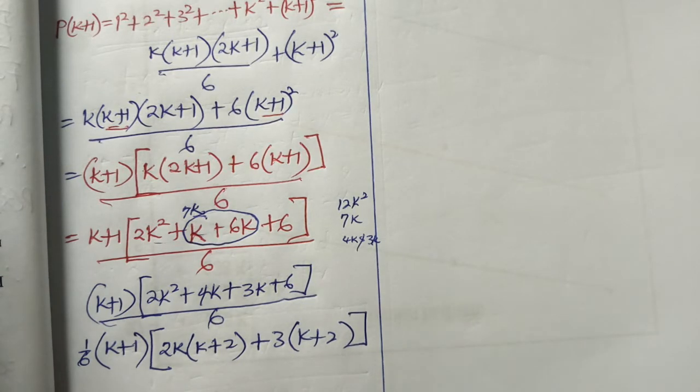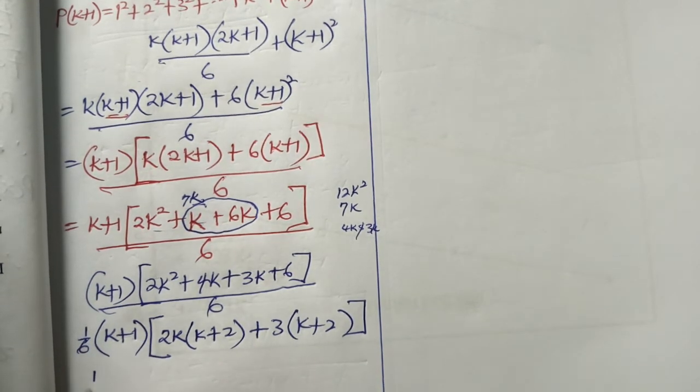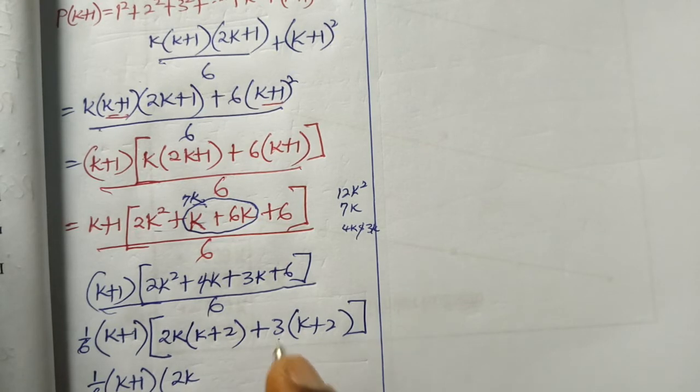So that the main thing will now be 1 over 6, k plus 1 into 2k plus 3 into k plus 2, there's the common factor, k plus 2. So this and this, then this and this are similar. So that's what we will have.